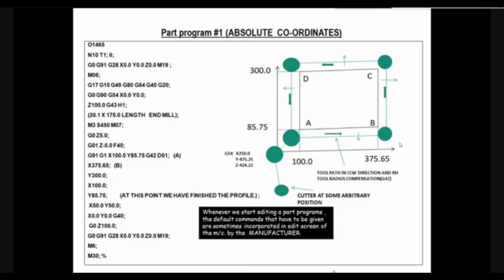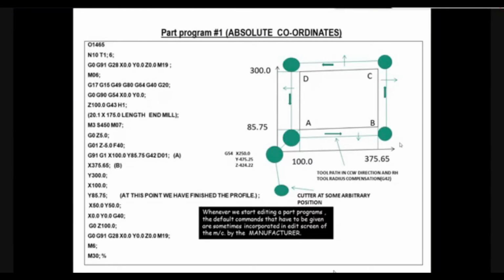So G17 has been given for that. G17 stands for selection of XY plane. And G15 stands for cancellation of polar coordinate systems. That means Cartesian coordinate system is in action. Okay. G49 specifies cancellation of previous tool offsets.